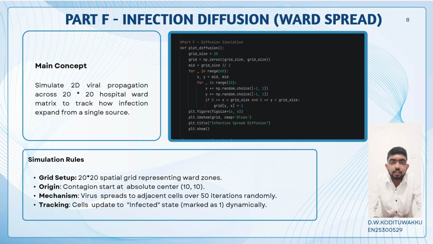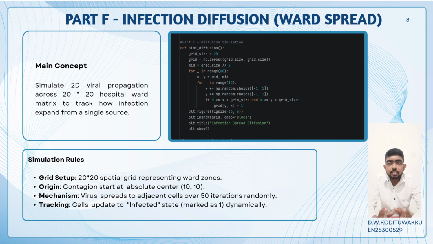Now let's look at part F, where we see how a virus is spread across an entire room. Instead of just a hallway, we made a grid that looks like a 20 by 20 room layout. Here is how the virus spreads in this room. The infection starts right in the middle of the room. Over time, the virus randomly moves into the spaces next to it.